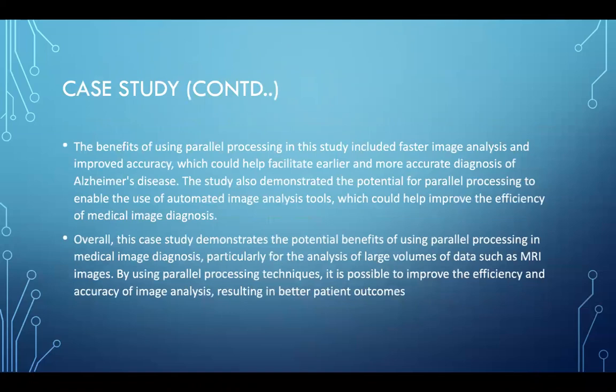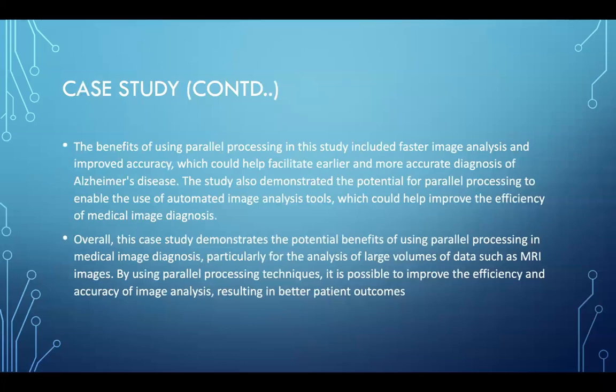The benefits of using parallel processing in this study included faster image analysis and improved accuracy, which could help facilitate earlier and more accurate diagnosis of Alzheimer's disease. The study also demonstrated the potential of parallel processing to enable the use of automated image analysis tools, which could help improve the efficiency of medical image diagnosis.